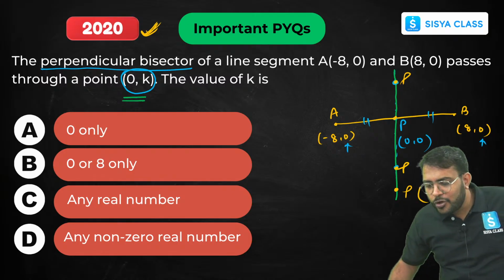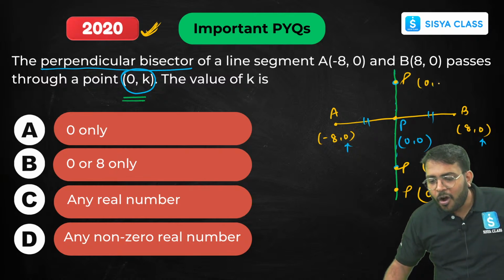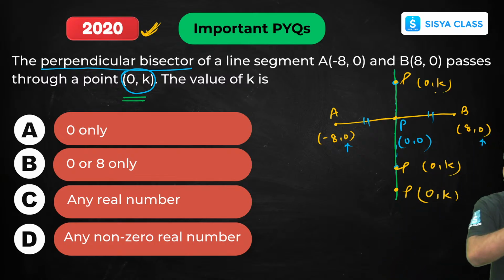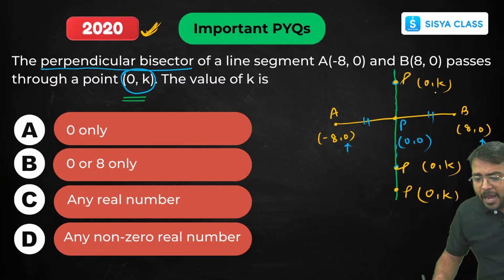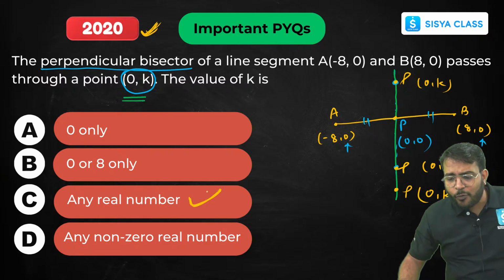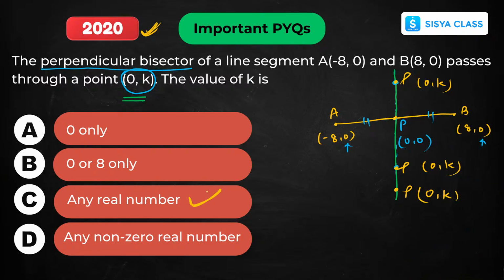Your point P is going to be (0, k), where k can be any value. Always the x coordinate is going to be 0, but it can have any value of y, any real number. That means the value of k can be any real number. Are you getting my point? I hope you are getting this point, okay dear, all right everyone, okay fine.